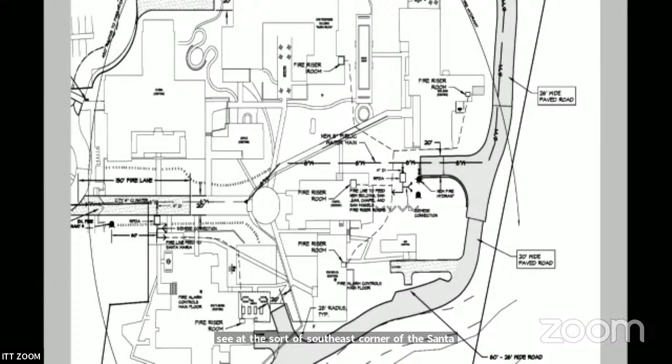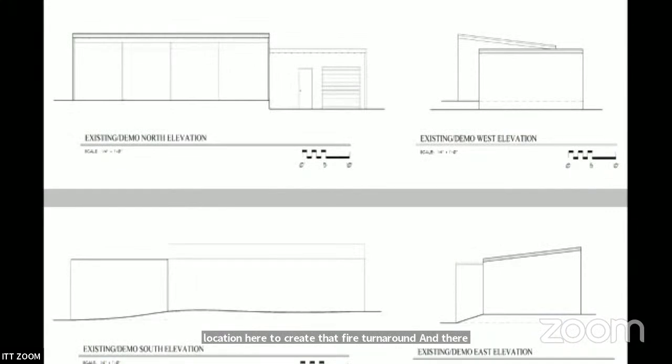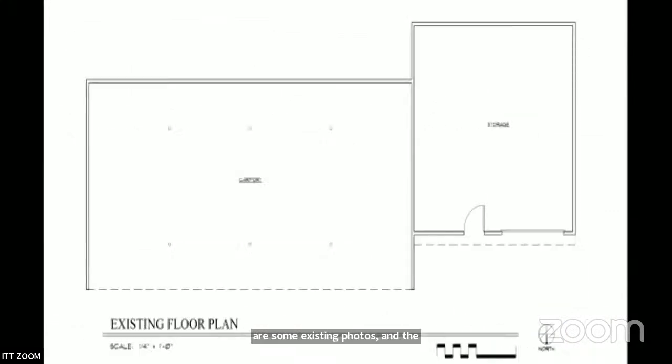That hammerhead has dimensions that are specified by the International Fire Code, both in terms of turning radius and in length. The result is that the existing carport is immediately in the way of that proposed turnaround for fire access. Along the Arroyo side of that proposed drive, just for reference, it's a very steep slope, so we were really squeezed in a very narrow location to create that fire turnaround. There are some existing photos and the drawings, and beyond that, I will just stand for questions.